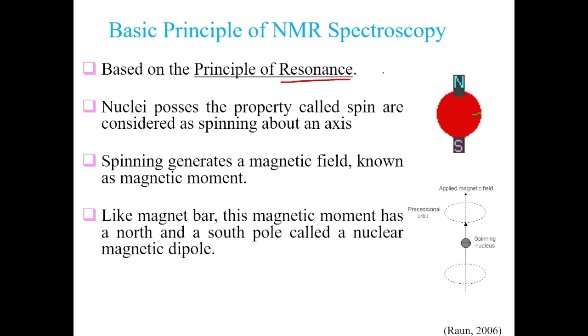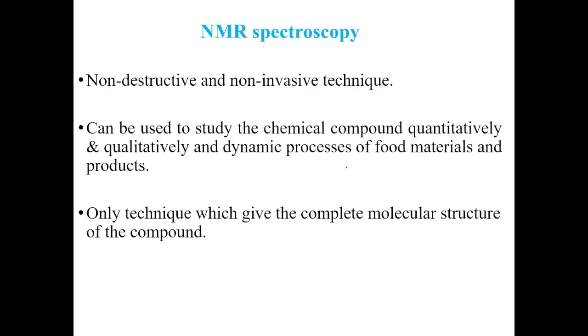Resonance means matching of the energy between the energy gap created when you place the nucleus under the external magnetic field and the radio wave frequency energy which is absorbed by the nucleus. Nuclei which possess the property called spin are considered to be spinning about an axis, as I told you, and spinning generates a magnetic field known as magnetic moment. Like a bar magnet, this magnetic moment has a north and south pole. Likewise, these nuclei will also have a north pole and south pole, and there are two possibilities: maximum attraction type and maximum repulsion type.